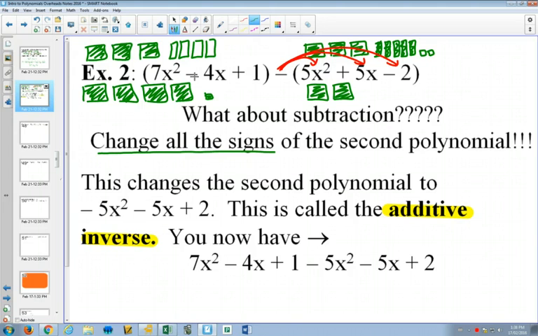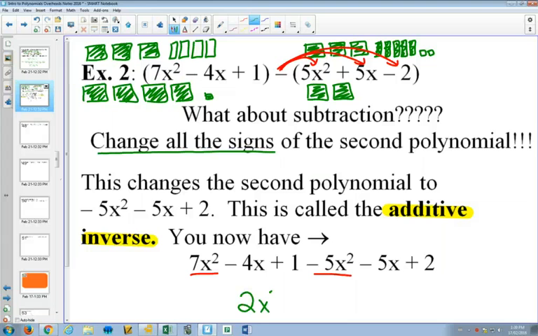Can you see when we had our positive sign, if we put the positive sign to each one, it doesn't change anything. But a negative sign always changes things. And so now we get 7x squared minus 4x plus 1 minus 5x squared minus 5x plus 2. And we have to look. Do we have any like terms? Is there any like terms with the 7x squared? There's a 5x squared.